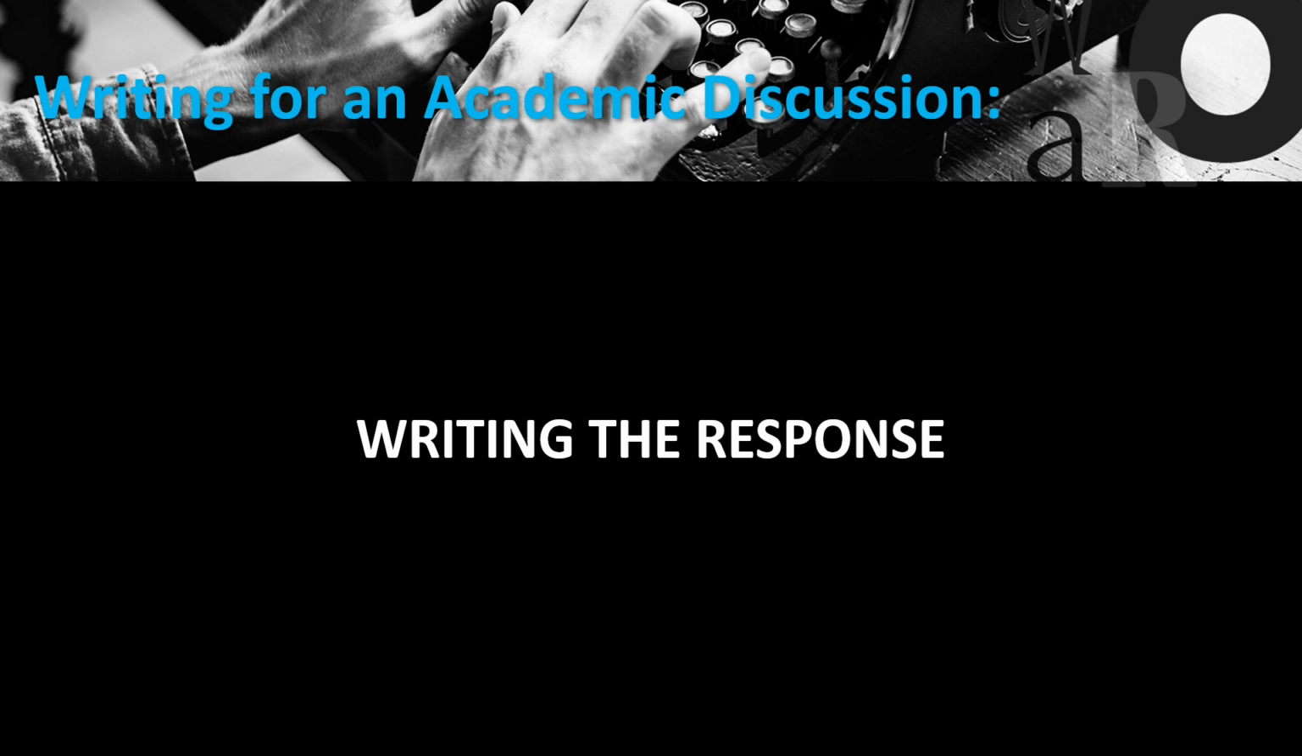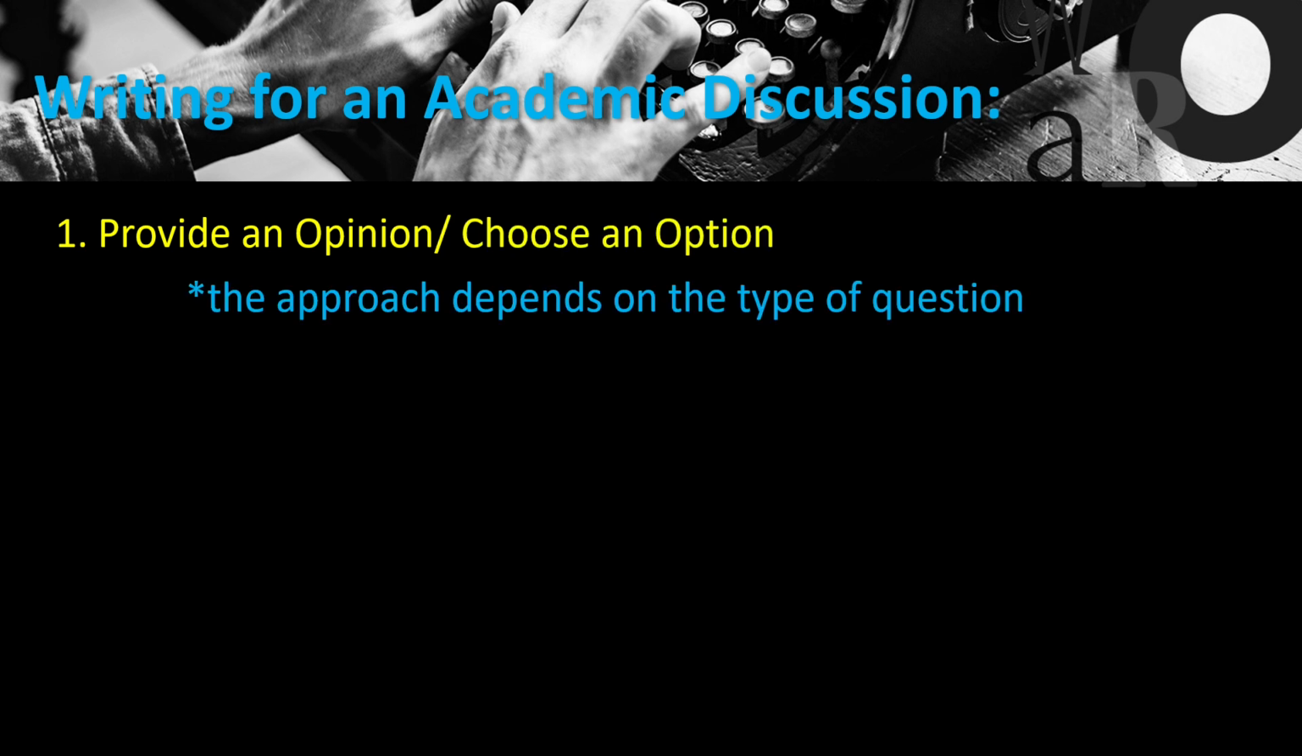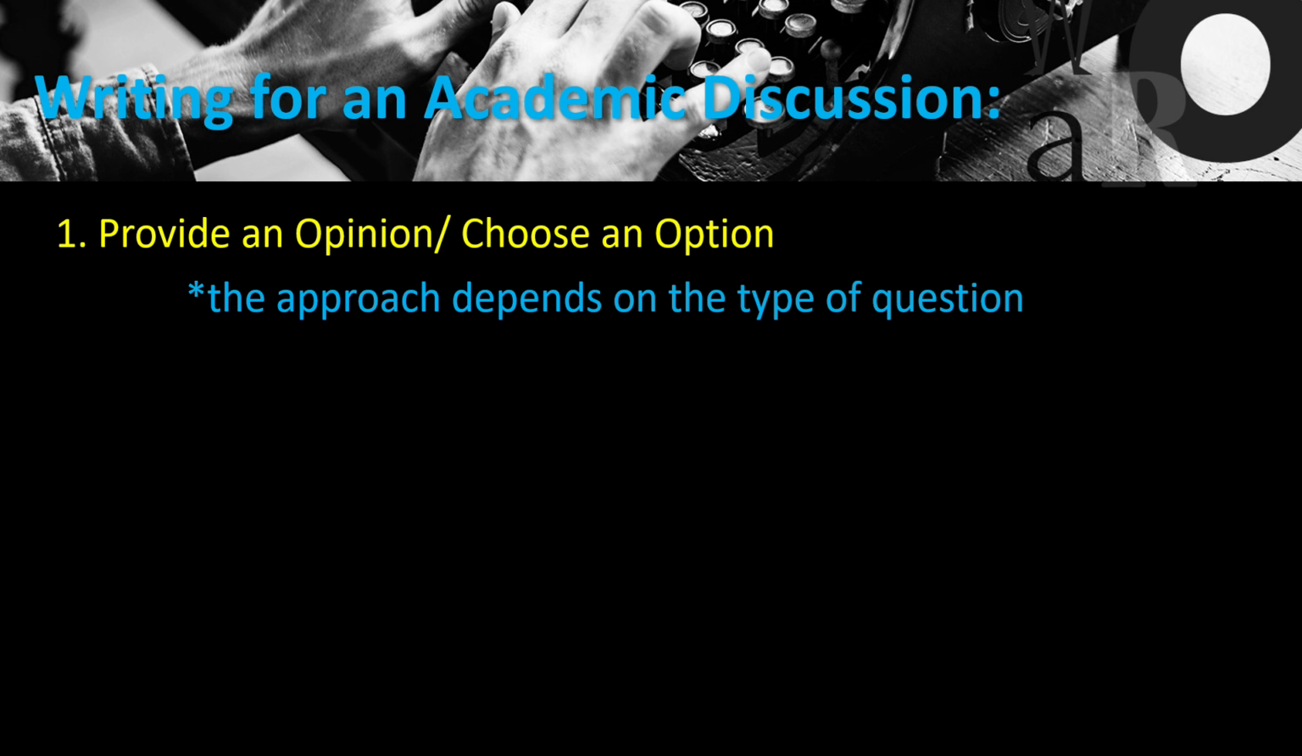As mentioned earlier, one of the requirements that you have to meet is to provide an opinion or choose which side of the prompt you think is better. Your approach depends on what type of question you are asked, so you have to be very careful in understanding what the professor asks you. The first type of question is what I call a two-option question. Here you are asked to choose which side of the prompt you think is a better option.